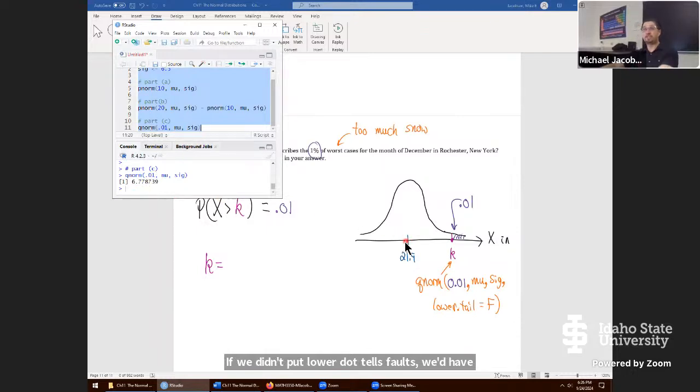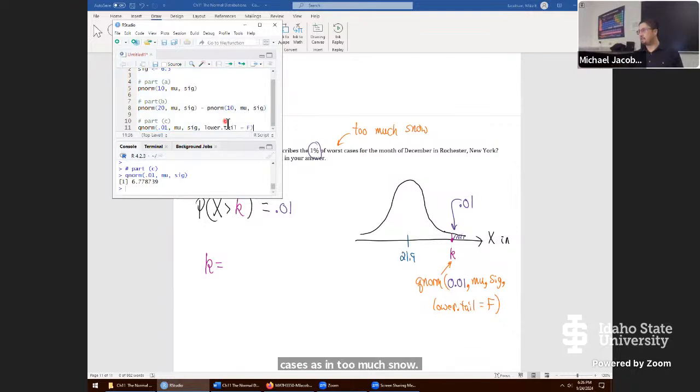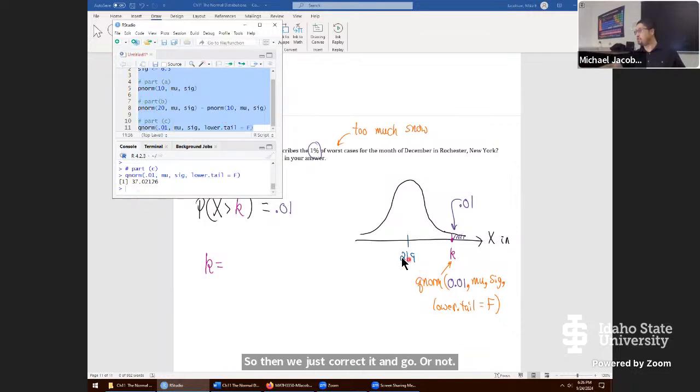And that definitely wouldn't match the picture or the description of what we're trying to say. Worst cases as in too much snow. So then we just correct it and go lower.tail, set false. And now we're up to 37 inches. That's a shocking amount for Idaho as well. It's way above the mean. So now it looks like we are really matching the spirit of this problem. That looks like the 1% worst cases will experience 37.0 inches or more. So 37.02 inches.